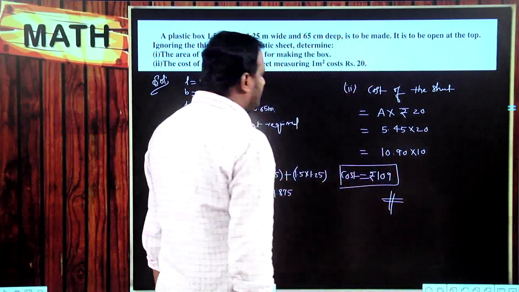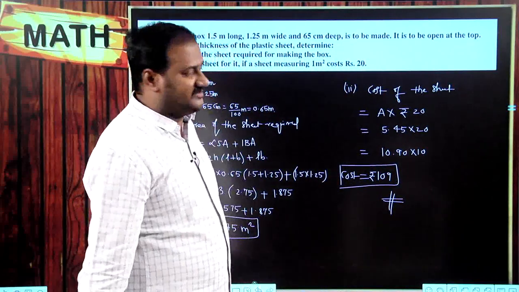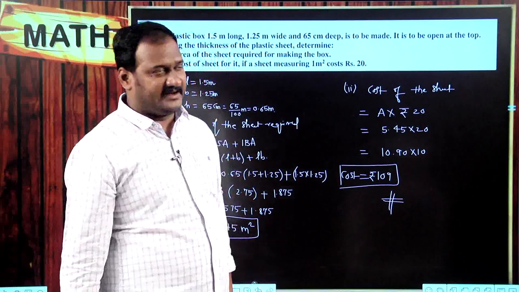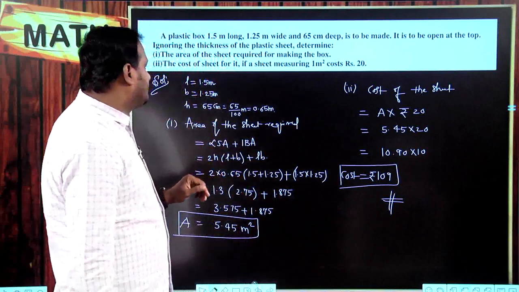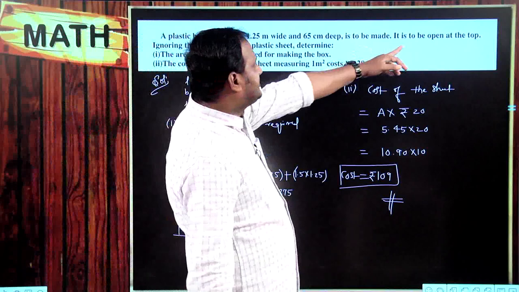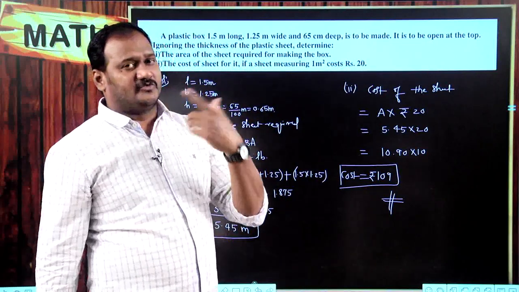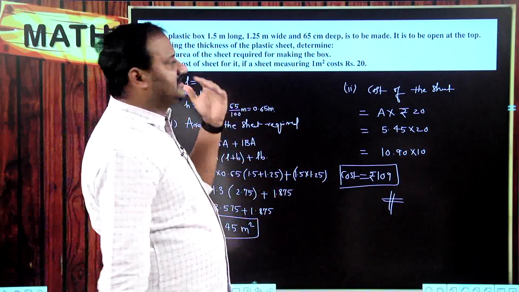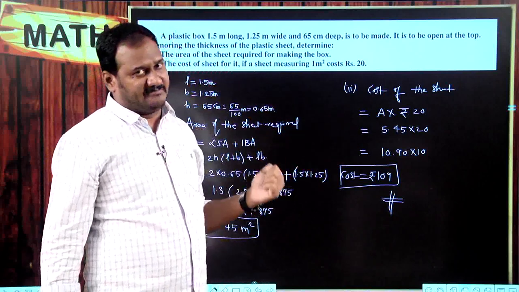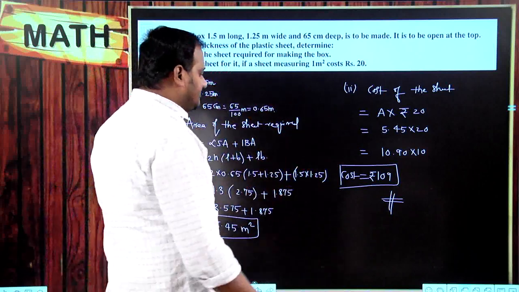Here you need to be a little careful with the calculation, otherwise the problem can be solved easily, right? The only thing you need to identify here is that it is to be opened at the top. If there is no lid, then you will have to remove one area to identify the total surface area of this open box, right? Let us move on to the next problem.